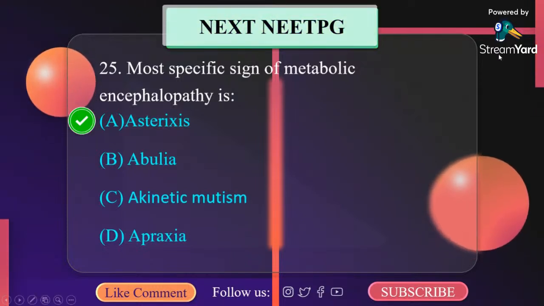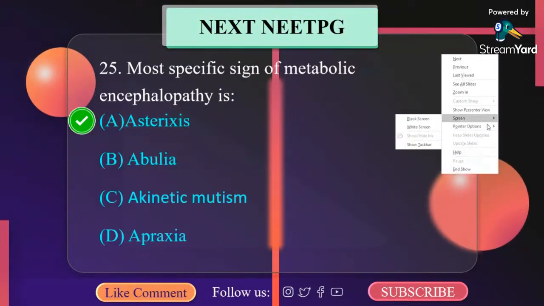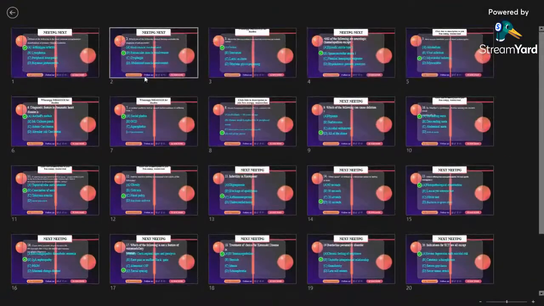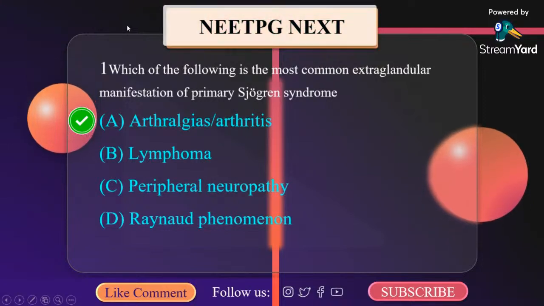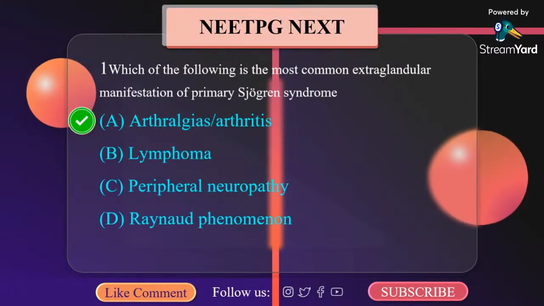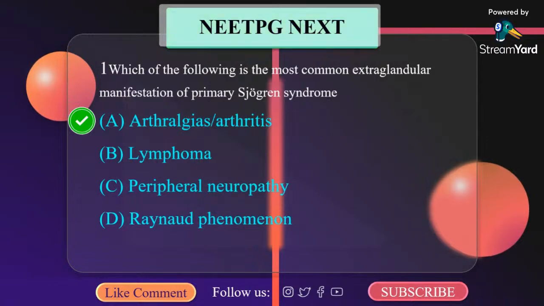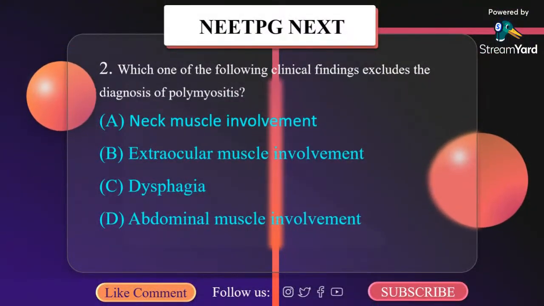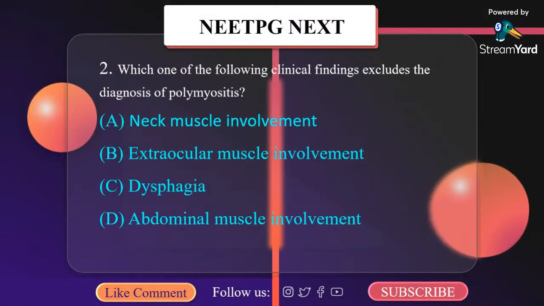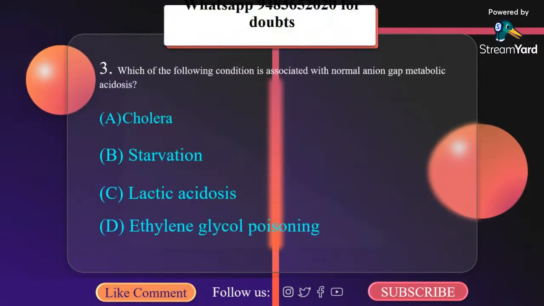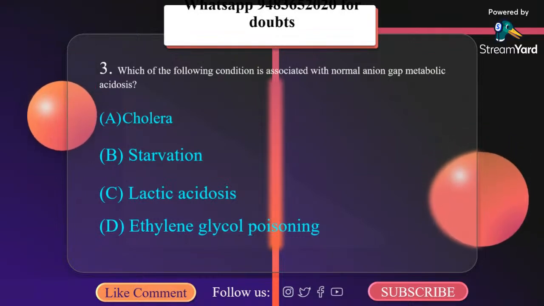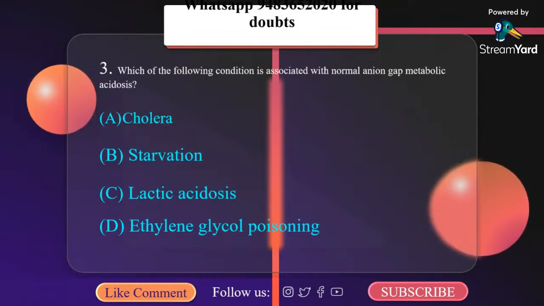Now let us quickly revise the MCQs once again. Which of the following is the most common extraglandular manifestation of primary Sjogren syndrome? It is arthralgias or arthritis. Which of the following clinical findings excludes the diagnosis of polymyositis? It is extraocular muscle involvement. Which of the following conditions is associated with normal anion gap metabolic acidosis? It is cholera.